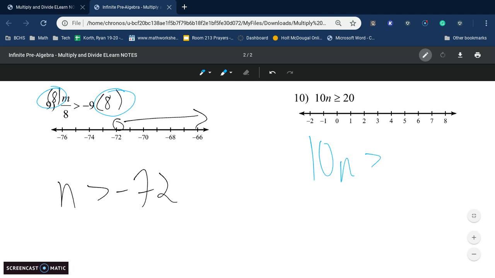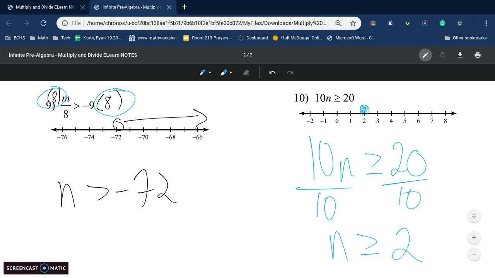10 times n greater than or equal to positive 20. Undo multiplication with division. Put on the glasses. N is greater than or equal to 2. We didn't divide by a negative, so it stays in the same direction. Closed circle. Going to the right.